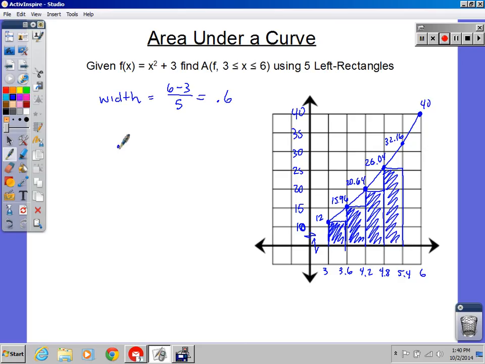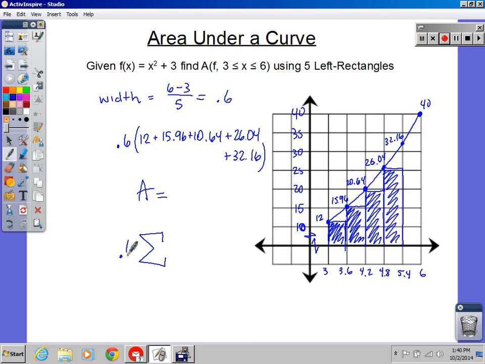So I would have a width of 0.6, and then I would add up each of my heights, which I just get from my table. Right, and that will give you my area. I would also want to write this in sigma notation. Of course, you have an area formula. As long as you typed it correctly, that should also give you your area.